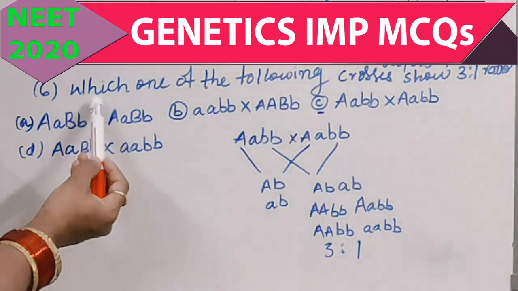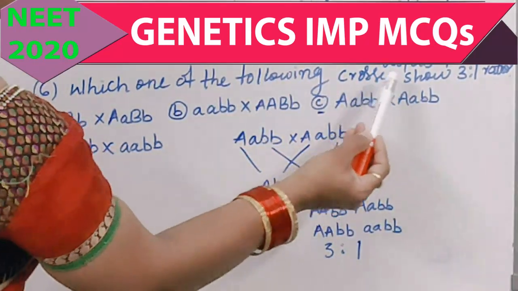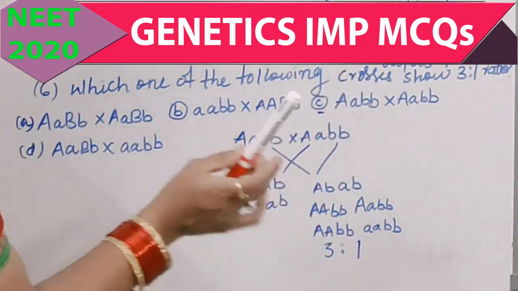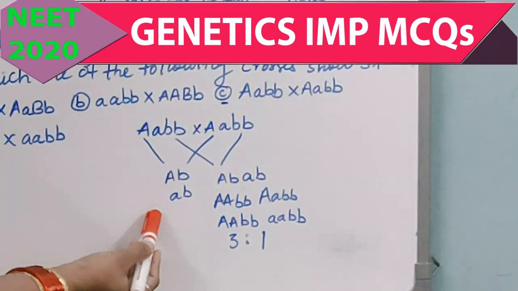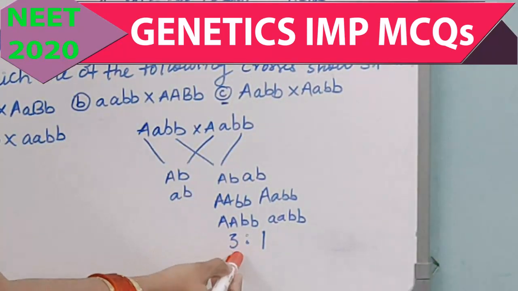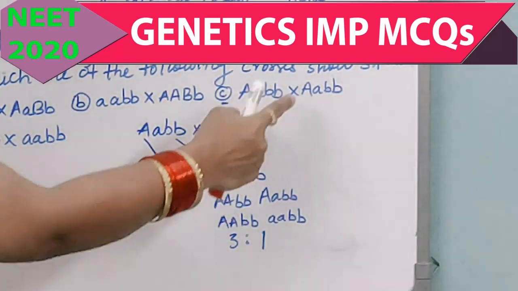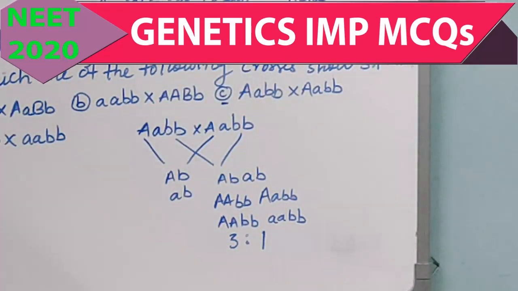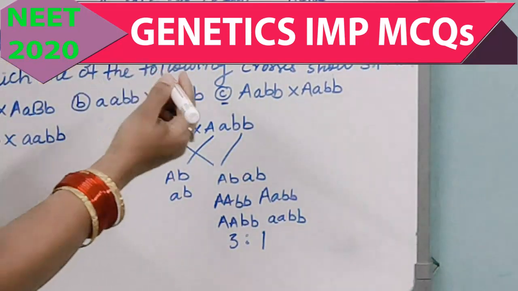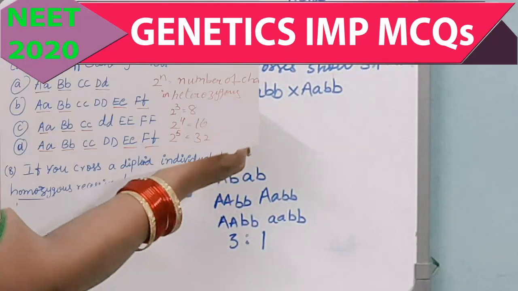Sixth question is, which one of the following crosses shows a 3:1 ratio? With two genotypes, you are going to get the offspring in a 3:1 ratio. So they are asking for the answer where we are going to see the 3:1 ratio. So C1 is the correct option.